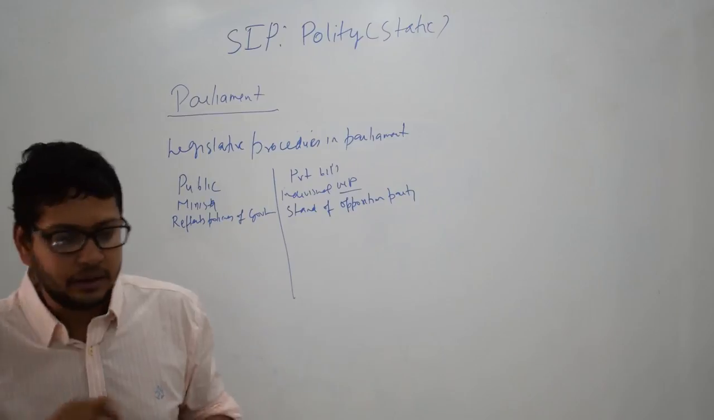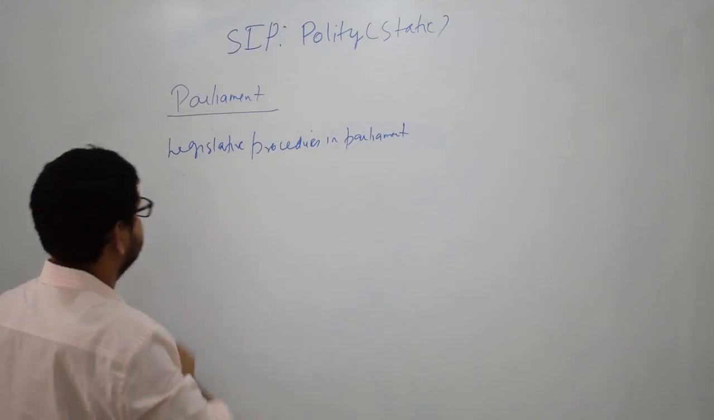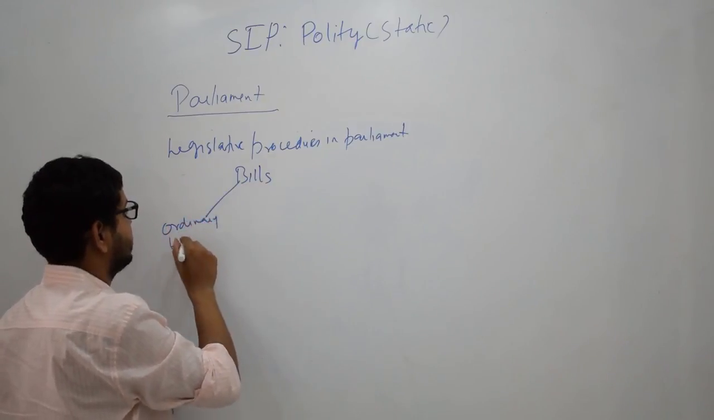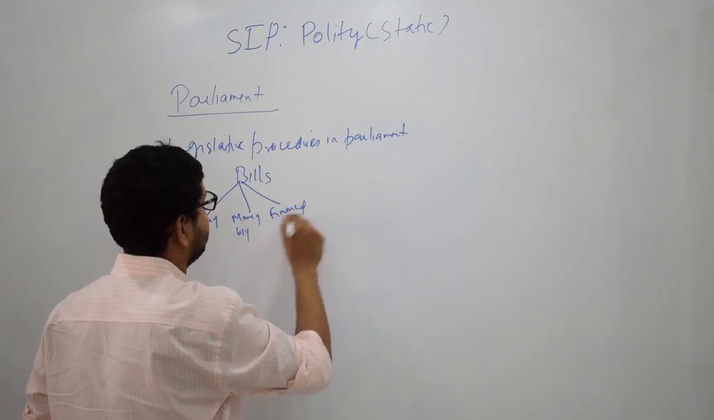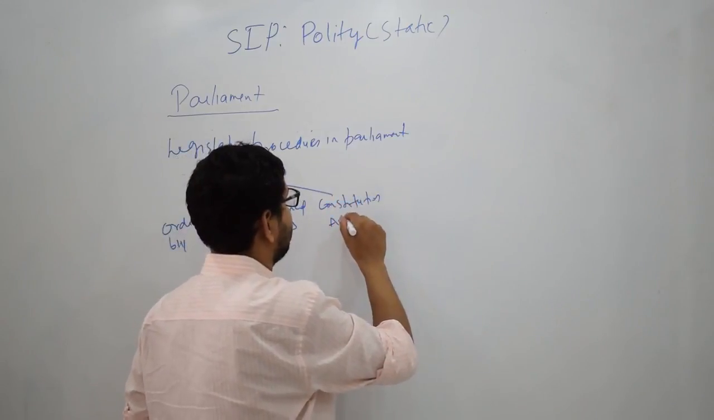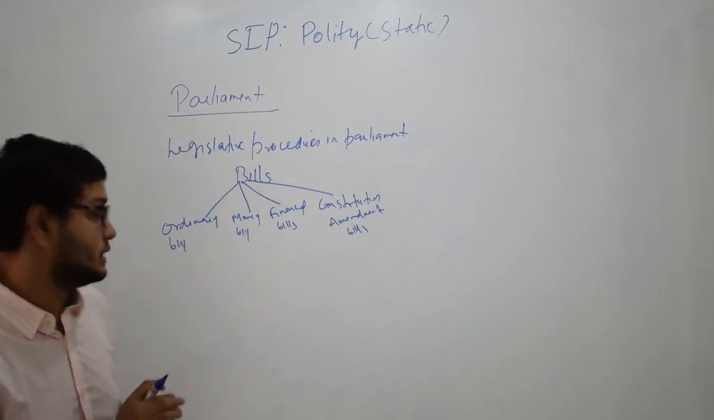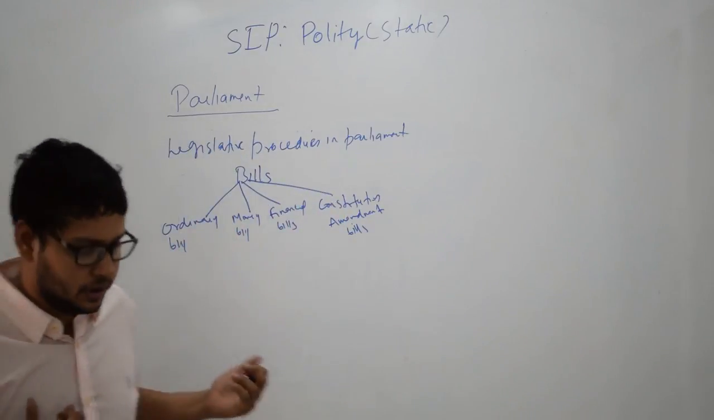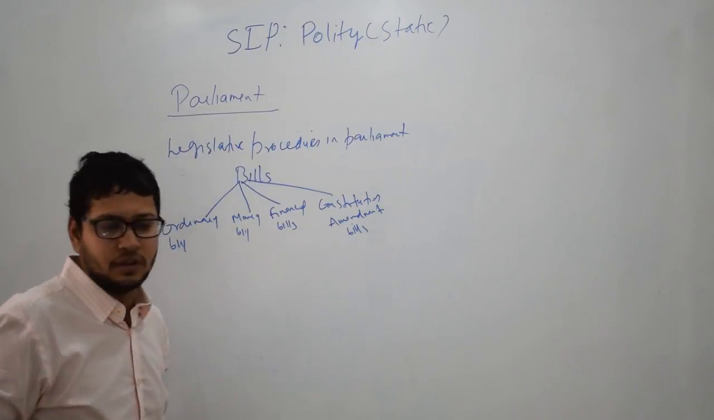The bill in the parliament can be classified under 4 headings. First is ordinary bill, second is money bill, third is financial bills, and fourth is constitutional amendment. The president has different powers. These bills all have specific trivia which you need to read, and it is very important again for the exam. So we'll deal with each of them in detail.